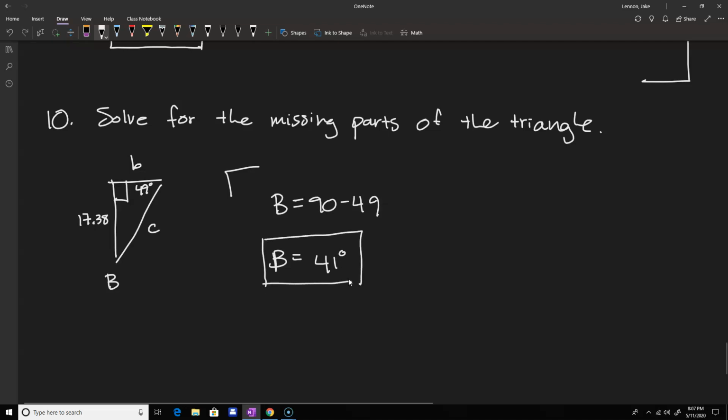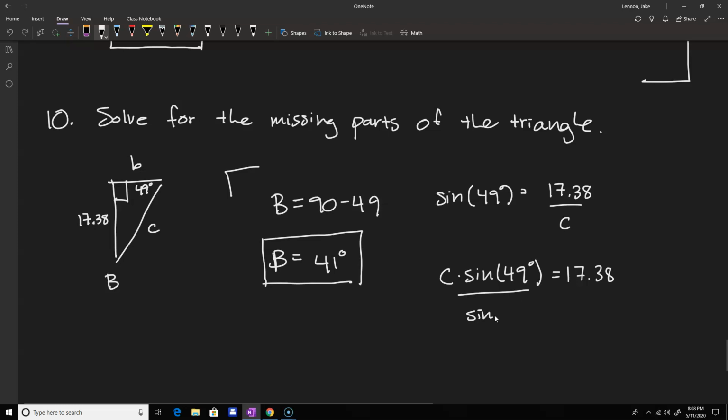Now we need to make use of our trig functions to figure out the sides. Let's suppose we want to figure out C. Well, we know that the sine of the known angle, 49 degrees, is going to be the opposite side, which is 17.38, divided by C. So we can cross multiply and get C times the sine of 49 degrees equal to 17.38. And then we can just divide by the sine of 49 to get the value for C.